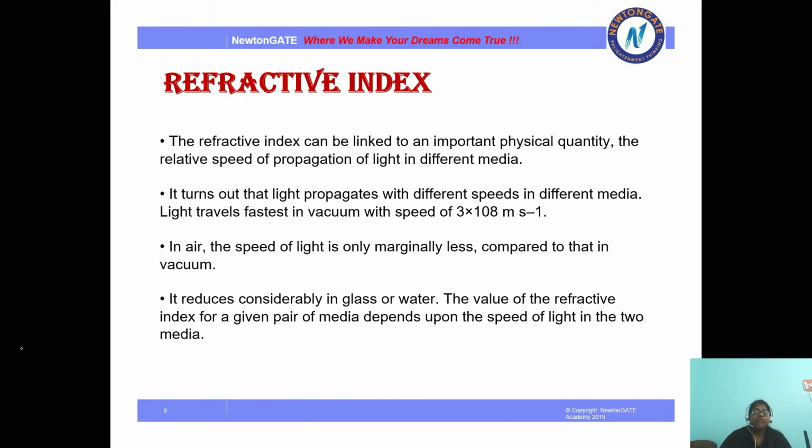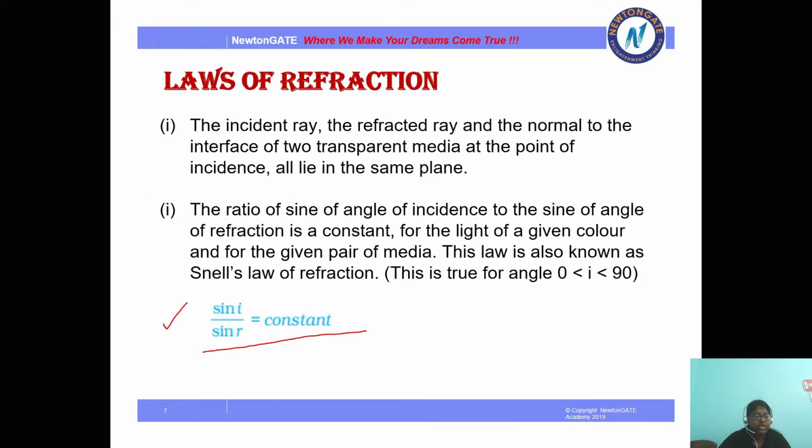Then we will be talking about something called refractive index. So what is refractive index? Refractive index is a very important physical quantity related to the relative speed of propagation of light. Sin I by sin R is remaining constant, and we will be learning that this constant is basically the refractive index. So sin I by sin R is my constant, and this constant will be known as my refractive index.